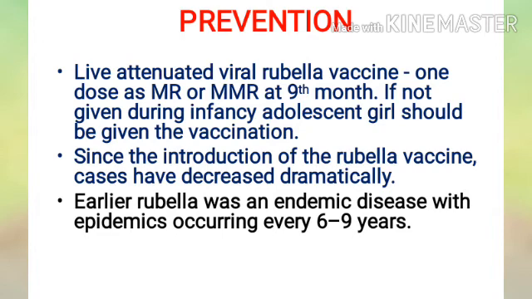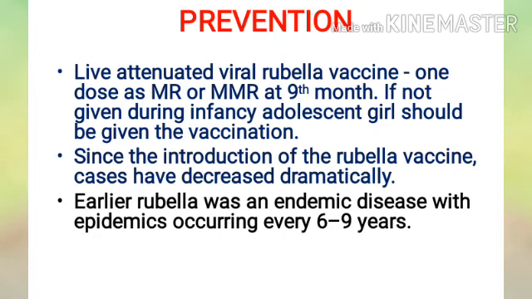If not given earlier, an adolescent girl should be given the vaccine. Nowadays the Government of India advocates this vaccine for all adolescent girls. After the introduction of this vaccine, rubella cases and congenital rubella syndrome have decreased dramatically. Earlier, rubella was an endemic disease, with epidemics occurring every 6 to 9 years before the introduction of the vaccine. Today we are living in another endemic era, that is the COVID-19 endemic era.